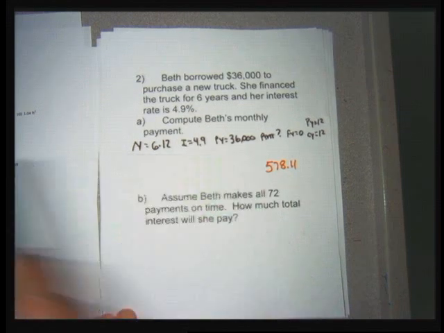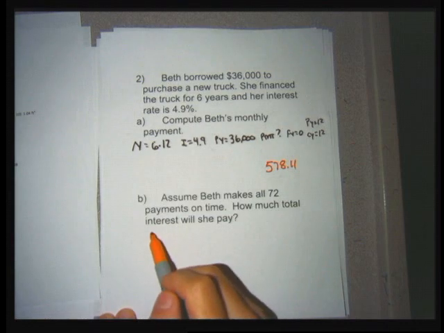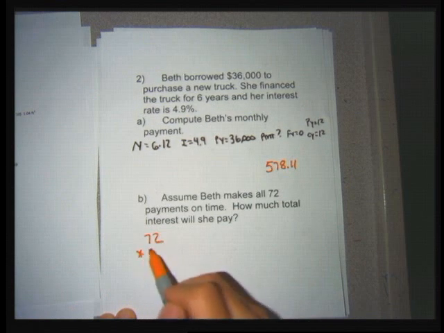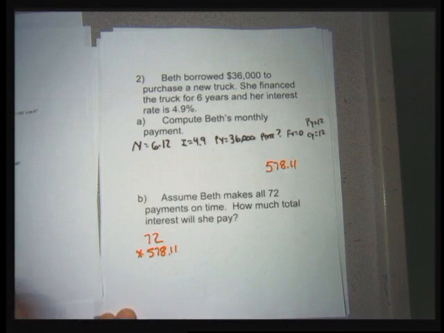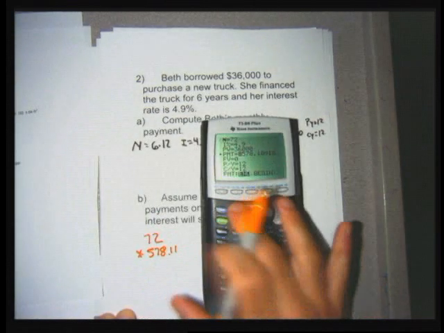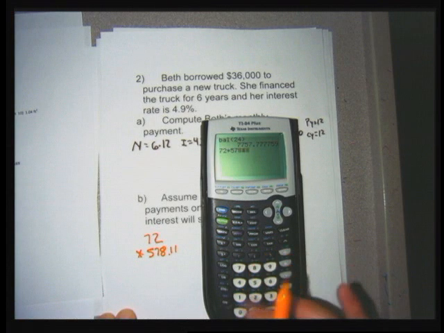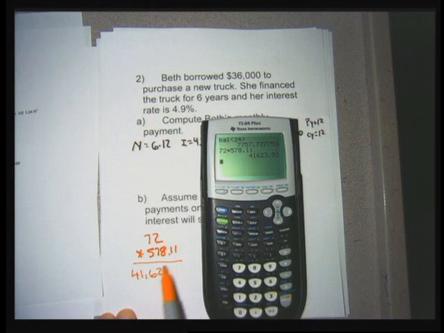To do part B, how much interest does she pay? I don't need the TVM solver. First thing I do is I'll make her total payments. She's making 72 payments of $578.11 if she makes every payment on time, doesn't miss a payment, doesn't double up. So her 72 payments times $578.11, she's going to pay in total $41,623.92 are going to be her total payments.